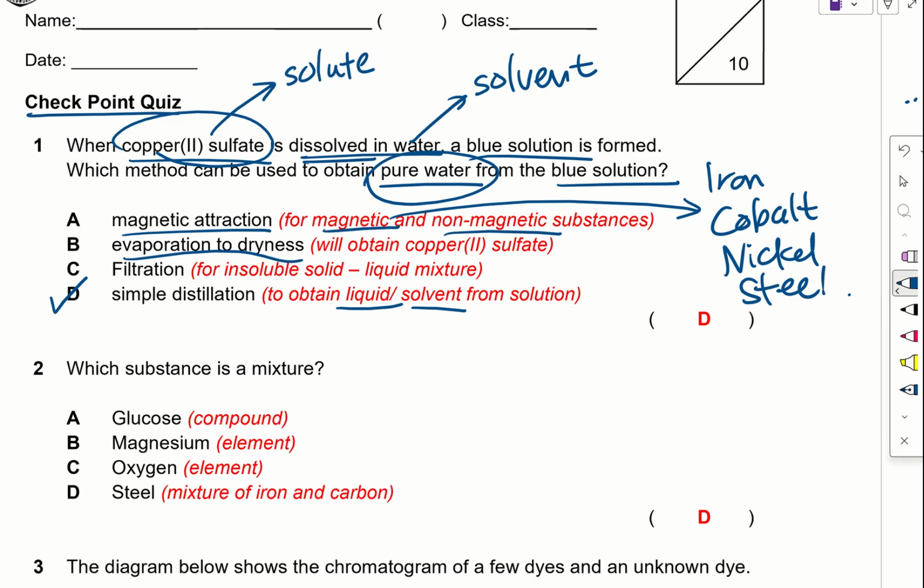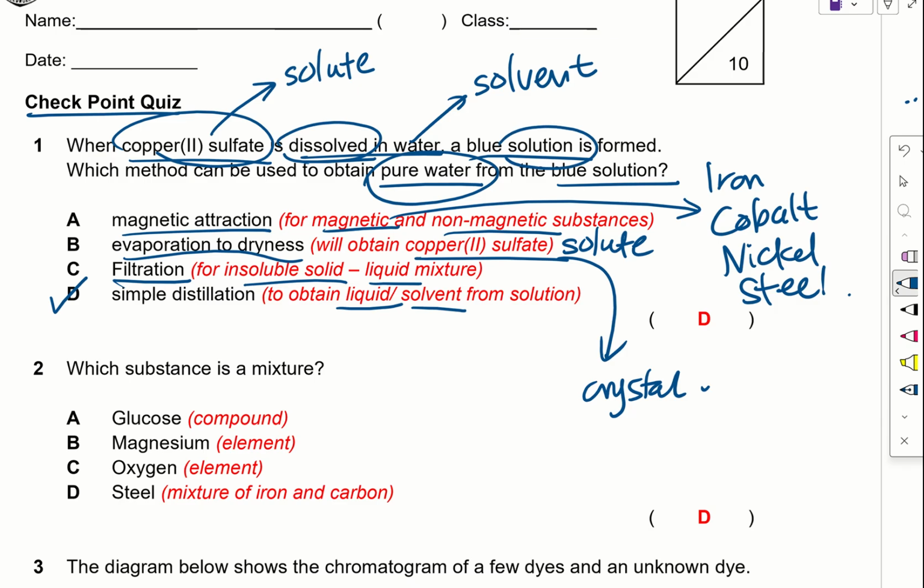Okay. So next option, evaporation to dryness. This is for getting the copper 2 sulfate, which is actually our solute. We let the solvent, which is the water, to evaporate, leaving behind the copper 2 sulfate, which will then become a crystal. Okay. Next is filtration. Filtration definitely no, because it's to separate insoluble solid and liquid mixture. But in the question, they tell us that it dissolves to form a solution.